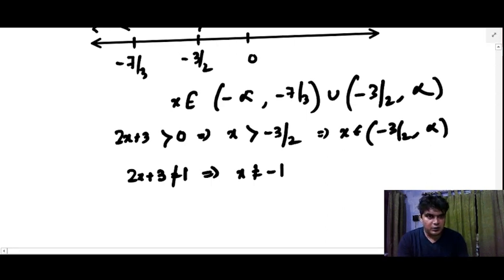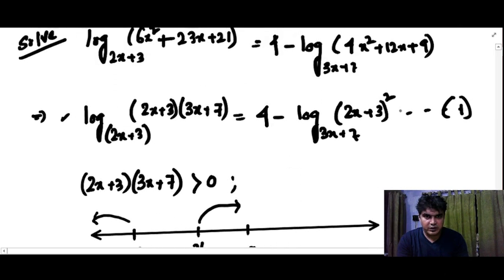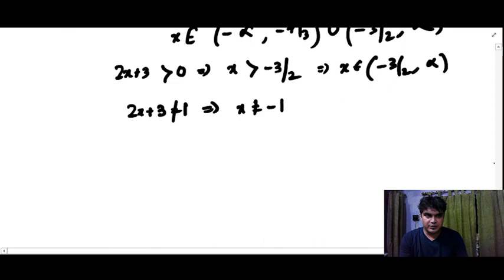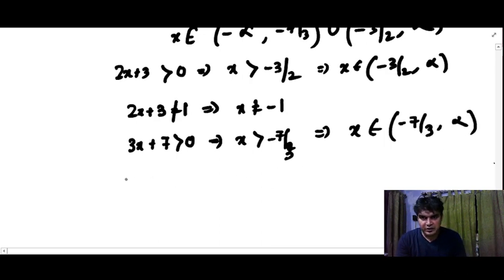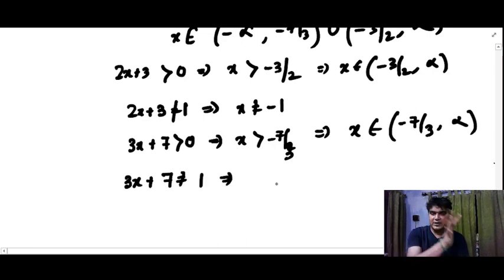Along with that, from the next part, what do we get? 2x plus 3 whole square is already greater than 0, it's fine. 3x plus 7 should be greater than 0, so x is greater than minus 7 by 3. So x belongs to minus 7 by 3 to plus infinity. Along with that, 3x plus 7 cannot be equal to 1, that means 3x cannot be equal to minus 6, so x cannot be equal to minus 2.